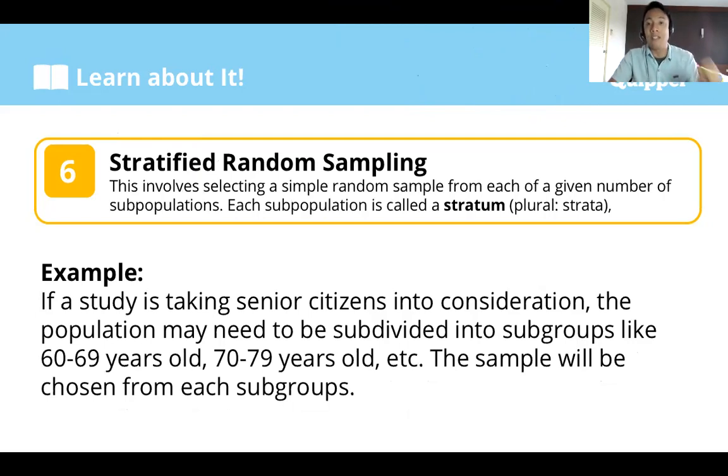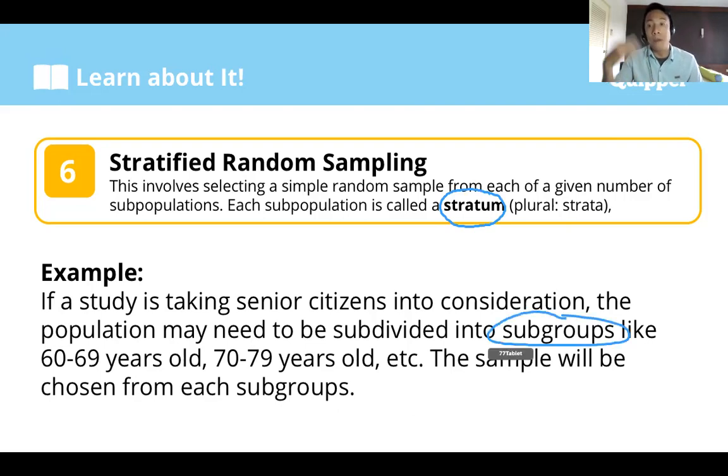Another one is this, stratified random sampling. From the word itself, stratified, it is about the subpopulation. Ano ibig sabihin ng subpopulation na yan? It's because here, it says, this involves selecting a simple random sample from each of a given number of subpopulations. Each subpopulation is called a stratum. Okay, ano yung mga stratum na yan? For example, if a study is taking senior citizens into consideration, the population may need to be subdivided into subgroups. Okay? So yung stratified na yan, this is what we call subgroups.